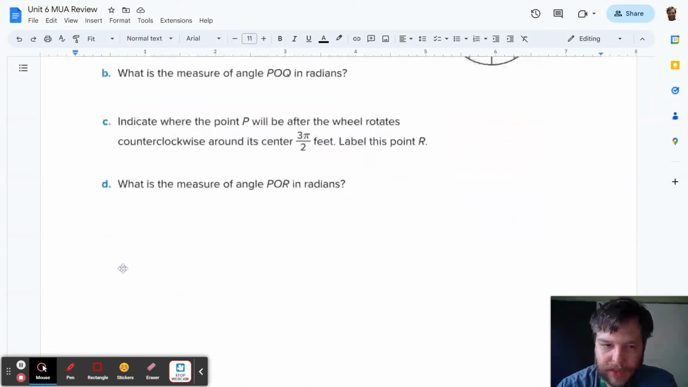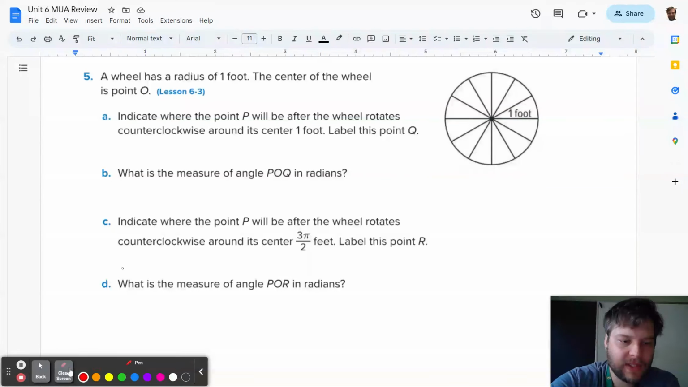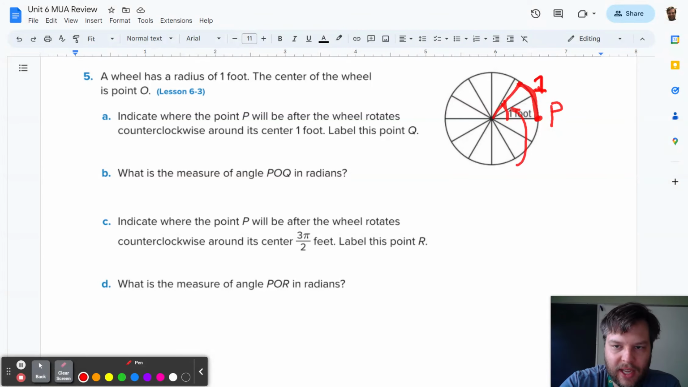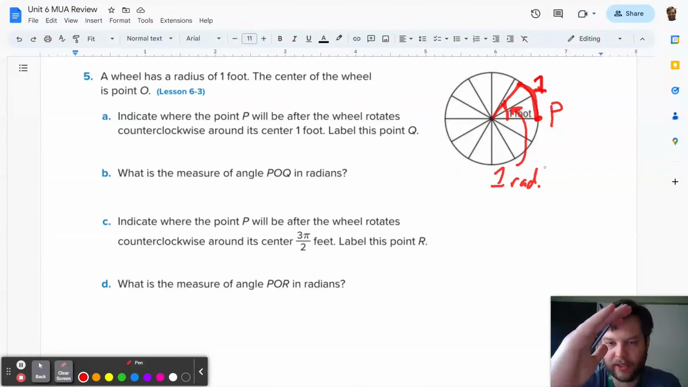And I think this might be the last one. Yep, okay. So we've got a radius of 1 foot. Now the nice thing about the word radius is, so read this question. Indicate where the point P will be after the wheel rotates 1 foot. So if I rotate 1 foot here so that this circular length, this arc length, is 1, then that tells me actually that this angle right here is 1 radian. The angle measure of a radian is equal to the length that the point has rotated on the circumference.